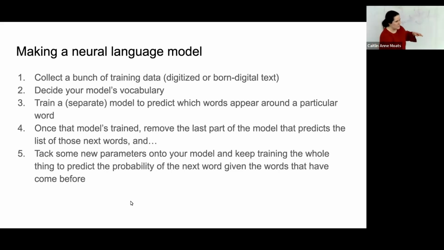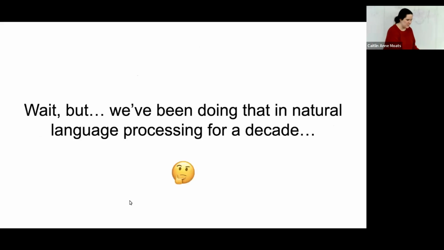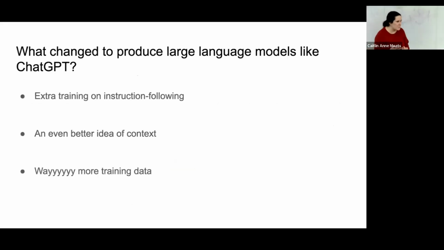Okay, so let's shift gears to thinking about more recent models. Now if some of you have taken NLP, you might be thinking, wait, but we talked about language models. Everything that I've described so far, we've been doing in natural language processing for a decade. You haven't been hearing about models like ChatGPT for a decade. What changed? There are a few things that changed. I would say these 3 main factors that changed are as follows.